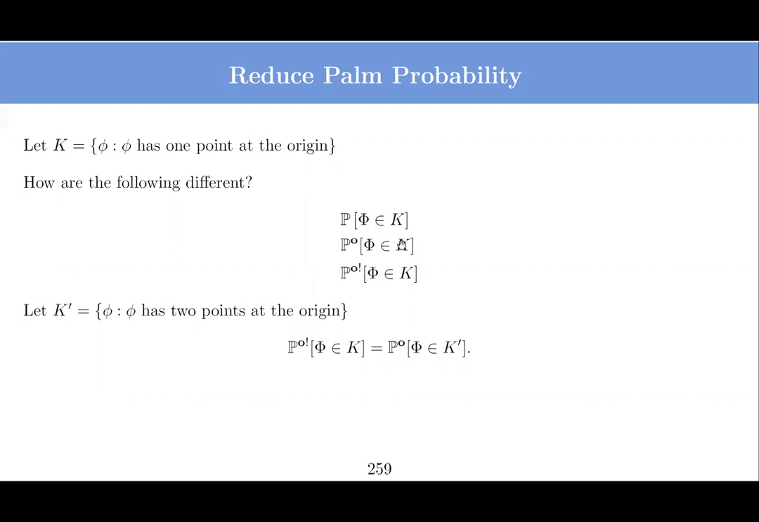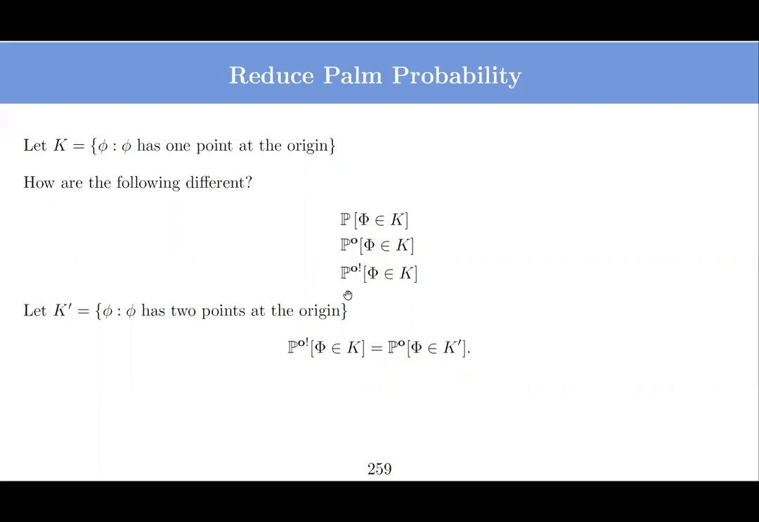Now I look at this one. Given the condition that there is a point at the origin, what is the probability that the point process has one point? That is going to be 1, because we are conditioning on there being one point at the origin. So Φ will definitely have one point at the origin.